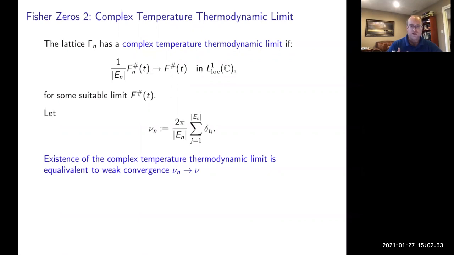You could alternatively look at, not quite a probability measure because of the 2 pi here, these measures nu_n located at the Dirac measures at the Fisher zeros, and you could ask whether these measures have a limit as n goes to infinity. That's equivalent to the lattice having a complex temperature thermodynamic limit.